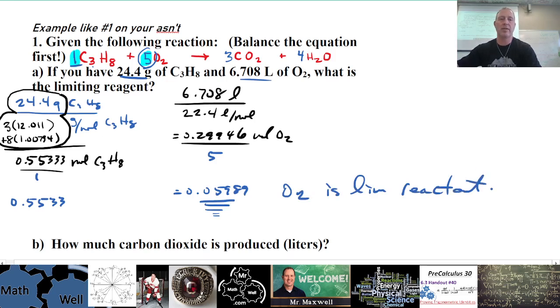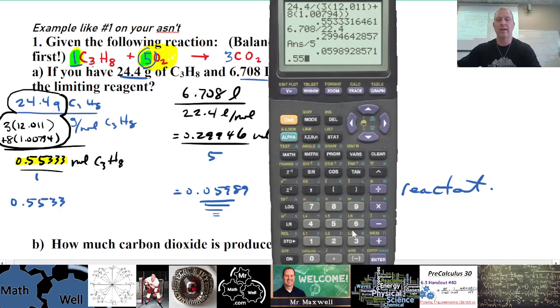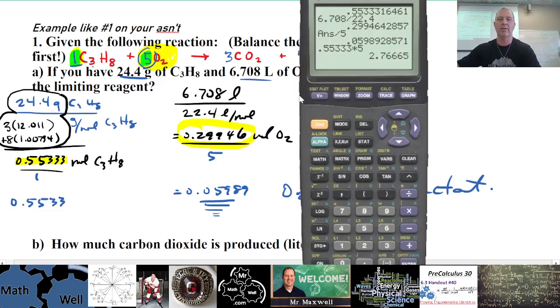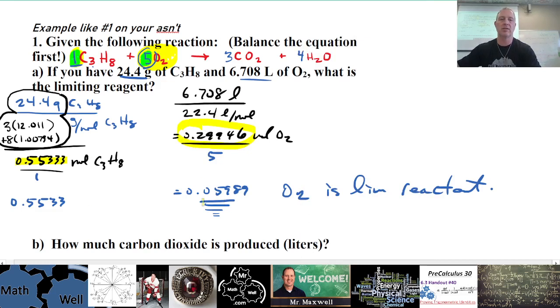Because if we go back, another way to look at this would be, if you're given this right here, 0.55, let's multiply this by 5 to get the number of moles of oxygen that we would need to fully react with this. So 0.55333 times 5. I need 2.7 moles of oxygen. Do I have that? Absolutely not. I only have 0.299, see? I need 2.7. So this is definitely the limiting reactant, and this is another way to tell. Okay, that is question A.